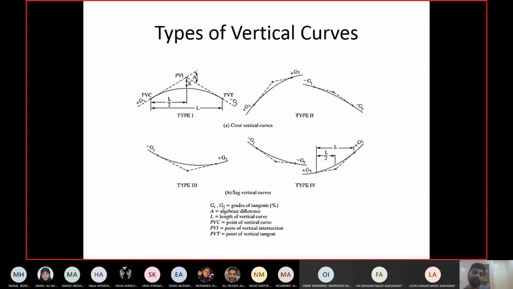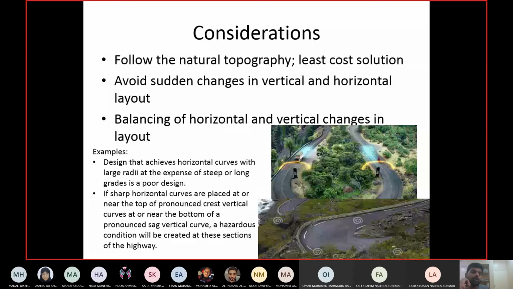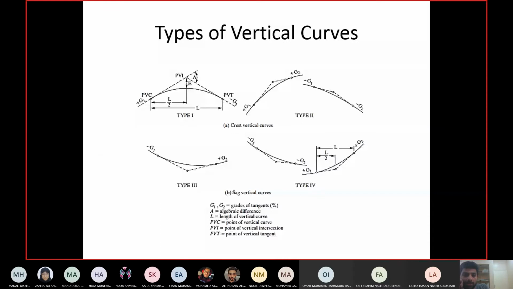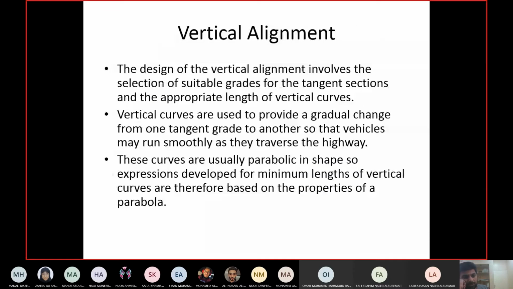Now we will start with vertical alignments. So vertical alignment means you are designing two things. First of all, you will select the gradient of the road. How to select the gradient of the road? We have already discussed in the previous slides. I showed you some tables. It depends upon the terrain and the design speed and so on.